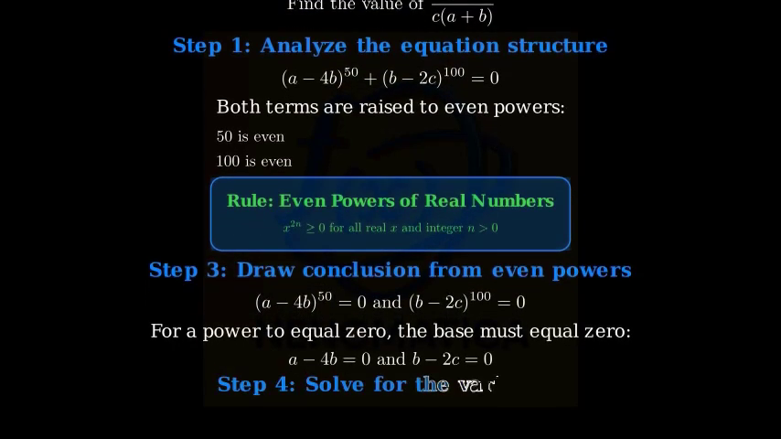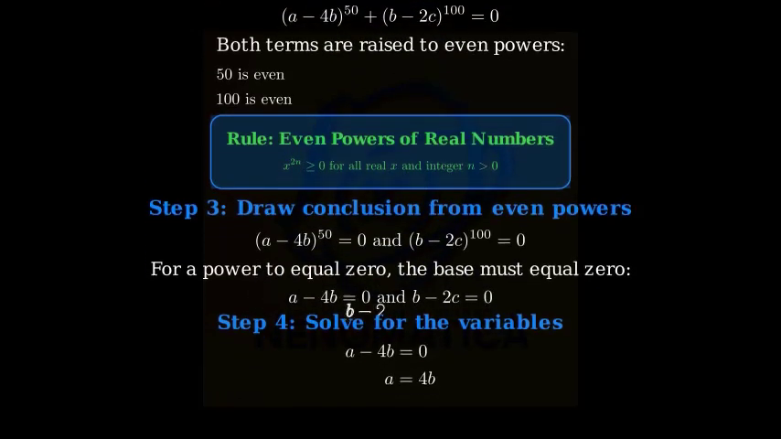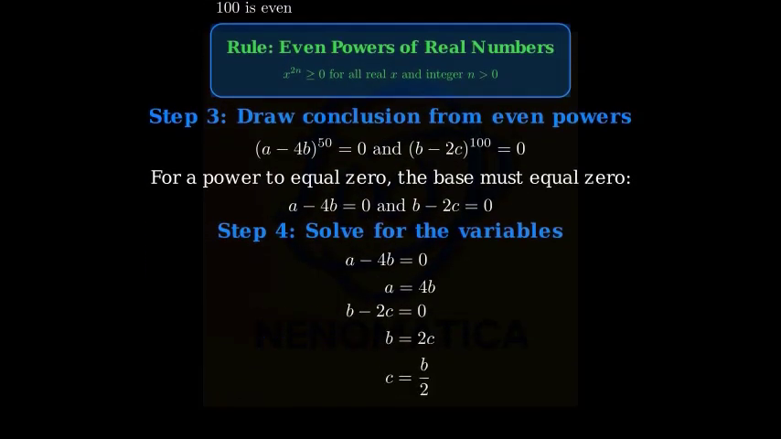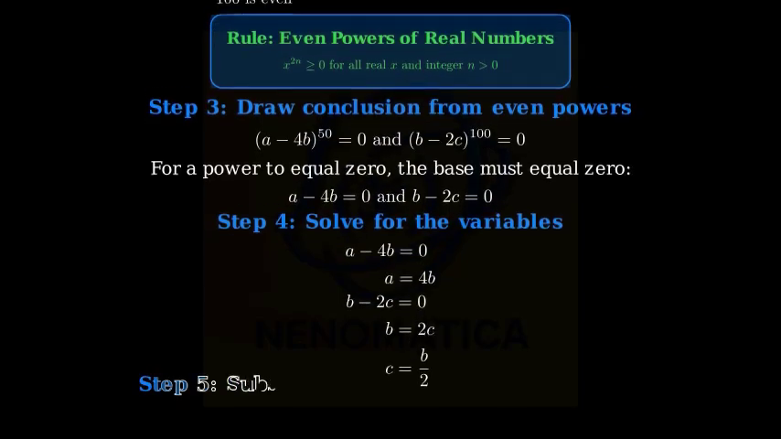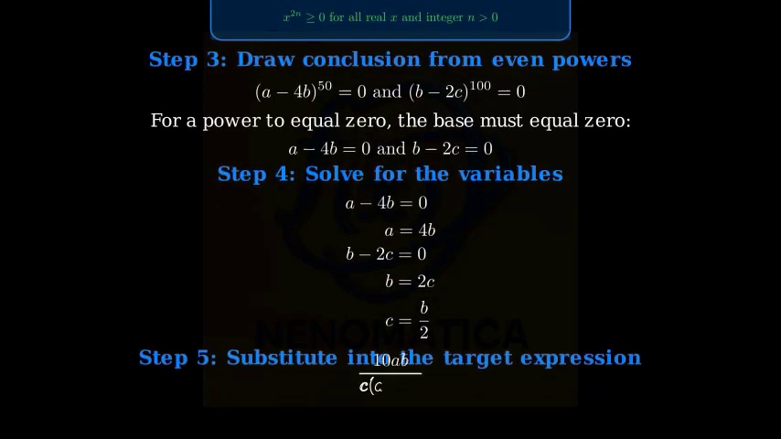Now, let's solve for the variables. From the first equation, a minus 4b equals 0, so a equals 4b. From the second equation, b minus 2c equals 0, so b equals 2c, which means c equals b over 2. Let's substitute these values into our target expression.